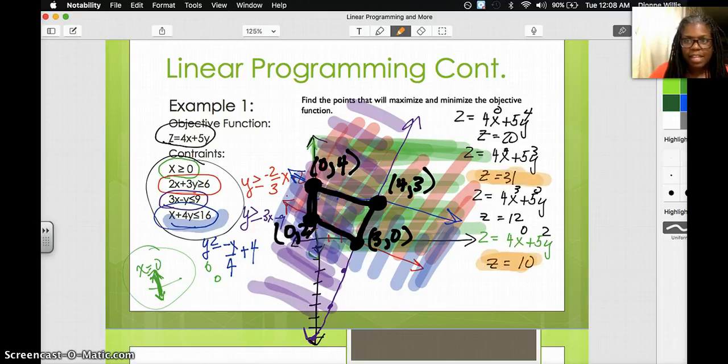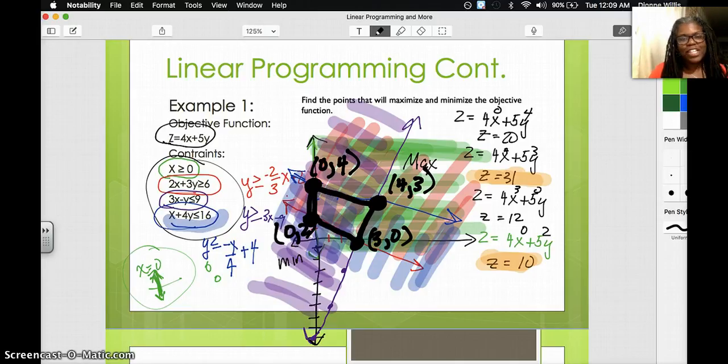I'm highlighting these. The point that gave me my greatest value was 4, 3. This is my maximum value. And the point that gave me my minimum value, which was 10, was 0, 2. That will be my minimum. So I maximize and I minimize the function.